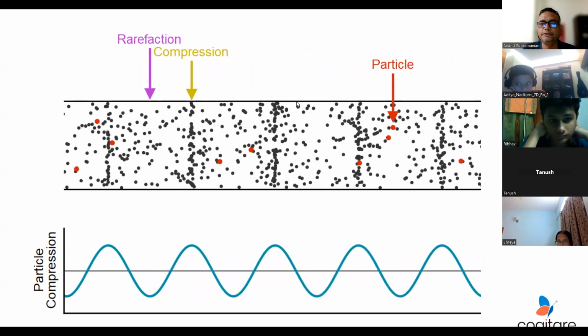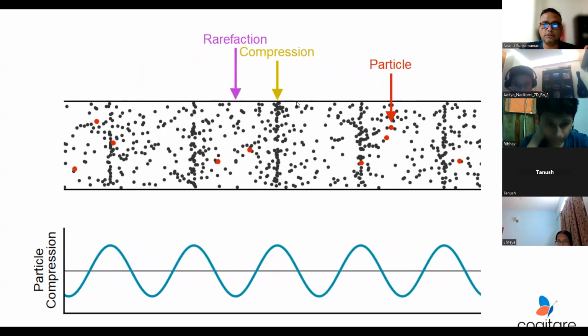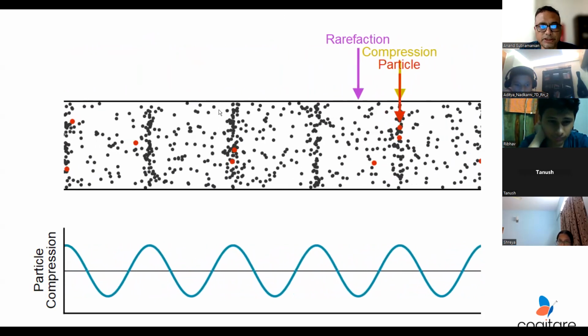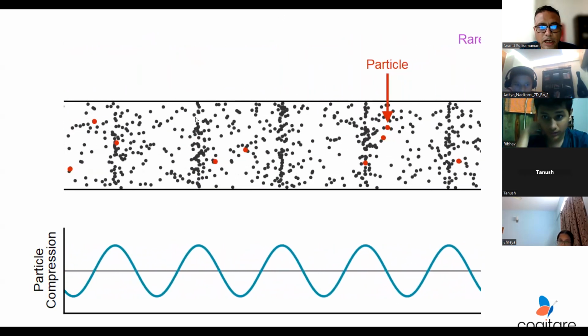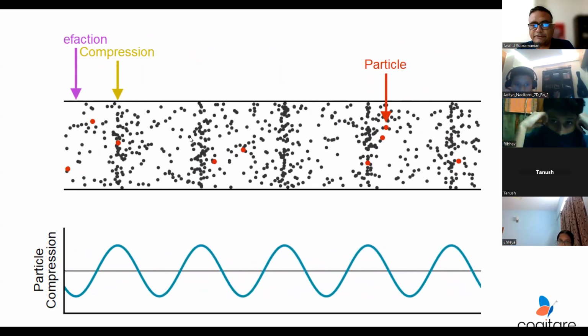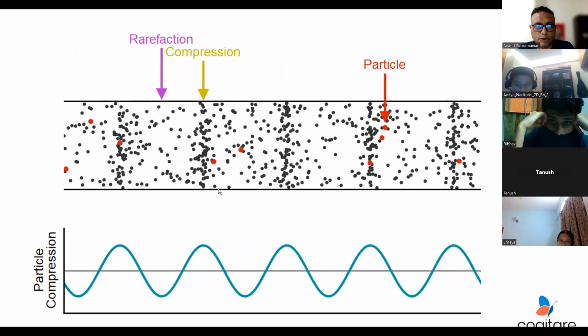Now what you do, you look at the graph below. What we are trying to do is, this top zone is the compression zone. This compression zone's pressure we will measure, or rather what I will do, I will take you to a different screen.